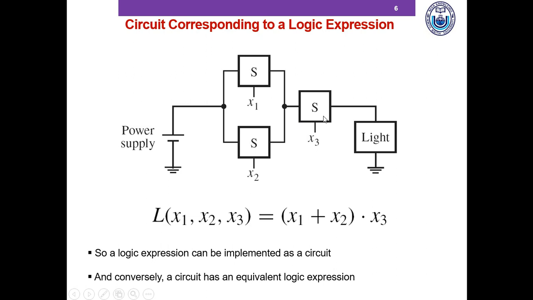So the main idea of all this is that a logic expression such as this one, x1 plus x2 times x3, can be implemented as a circuit, and conversely, a circuit has an equivalent logic expression, such as this one. So that's the key idea that you have to remember. Every Boolean logic expression has a corresponding logic circuit, and vice versa. That is, every logic circuit has a corresponding Boolean expression.